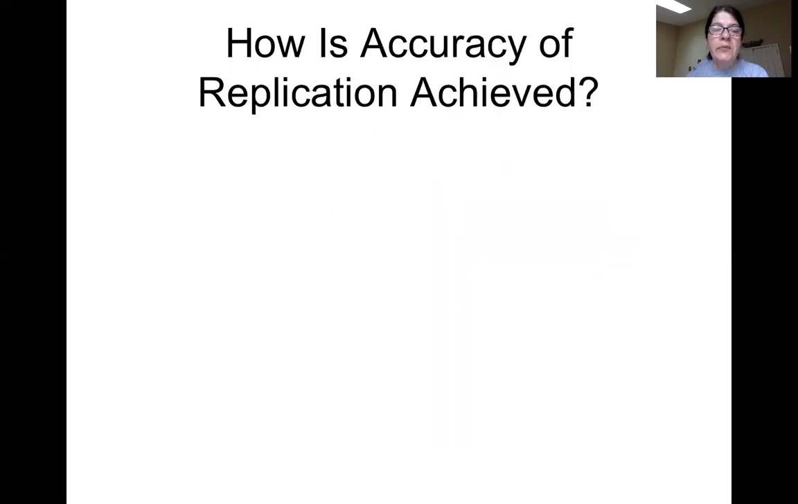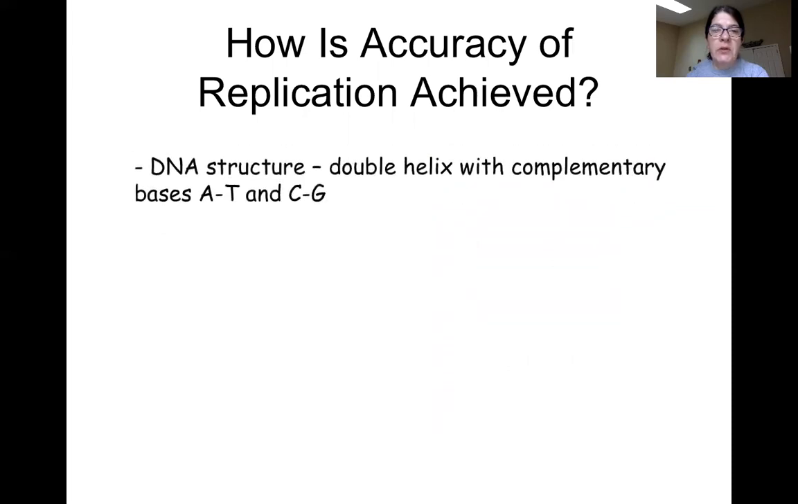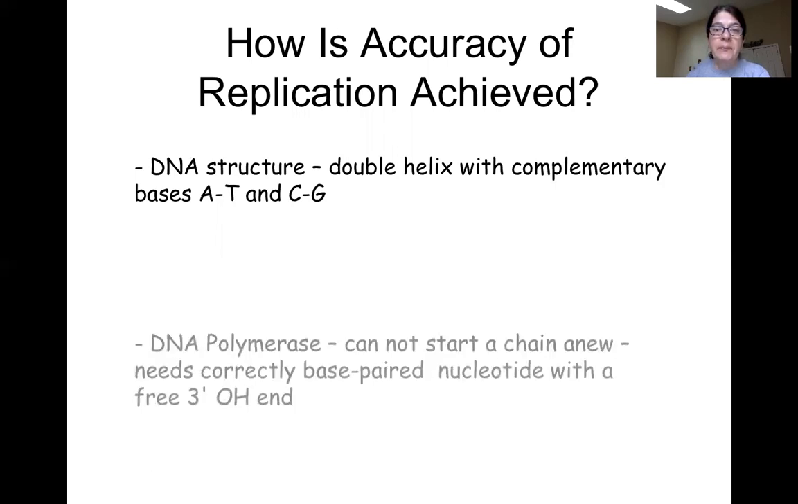So how is accuracy of replication achieved, in summary? Well, the DNA structure, which is a double helix with complementary bases. If you make a mistake on one strand, you still have the original strand as a blueprint, and you can use that to correct the mistake.